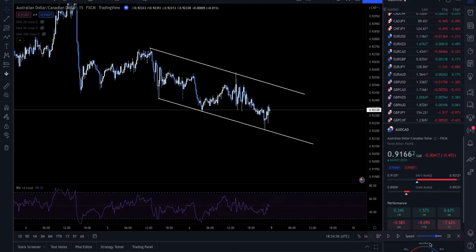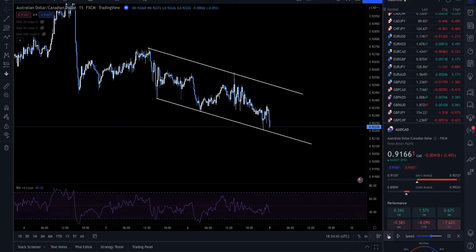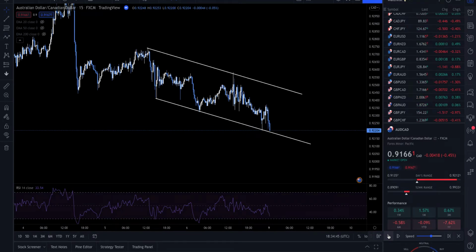So if we hit play on the charts, we can see exactly what price did and how it went. We'll click play now, and we can see that price did eventually make its way back down to the bottom of the channel, like so. So now price is at the bottom of this channel. What we're expecting to see is these moves replicated.